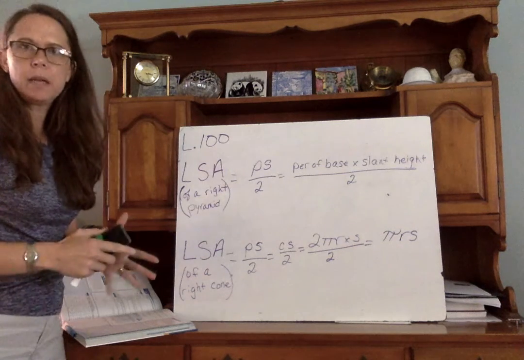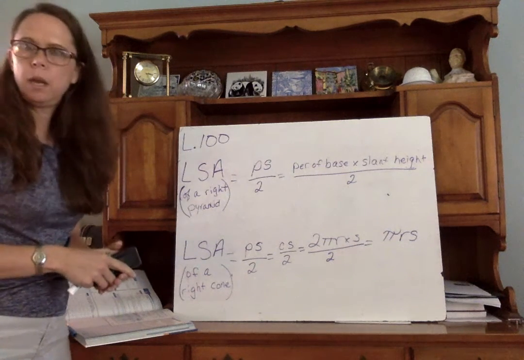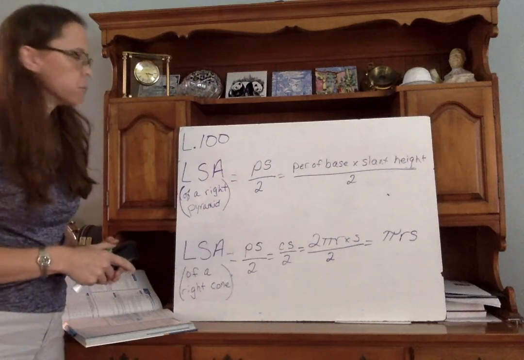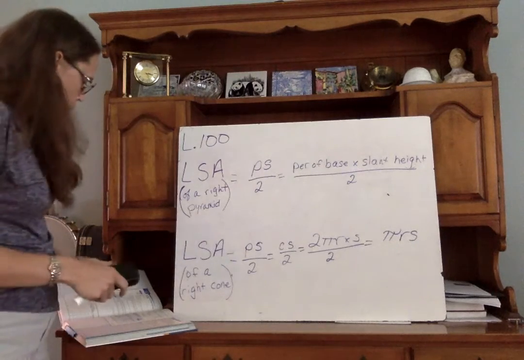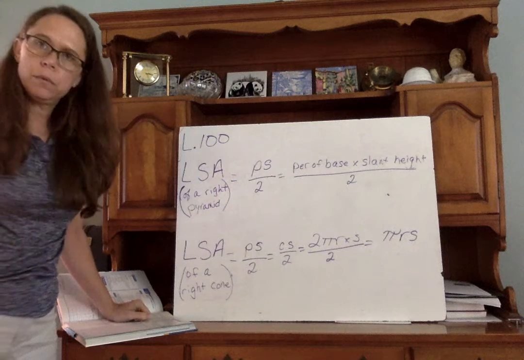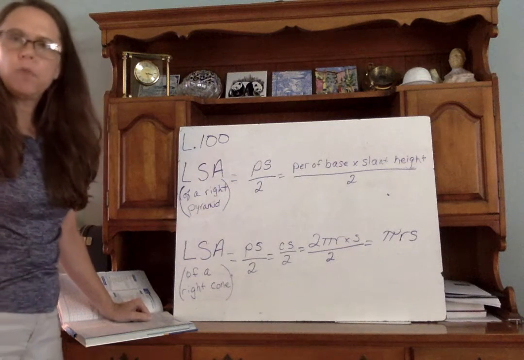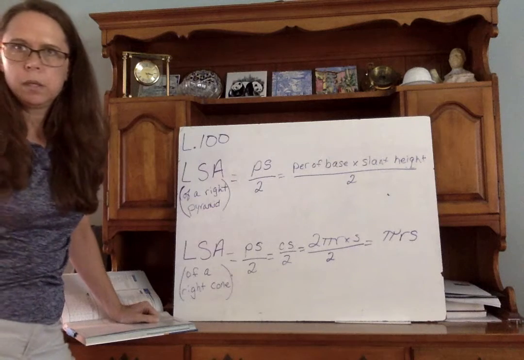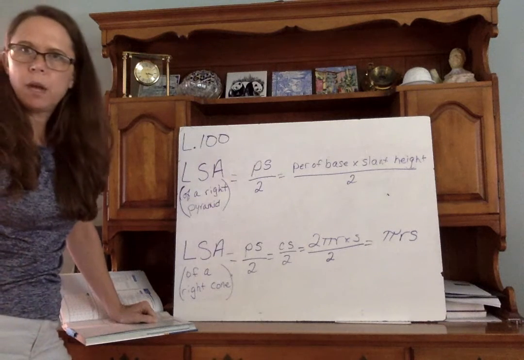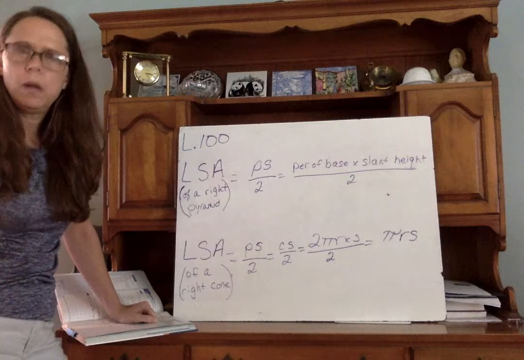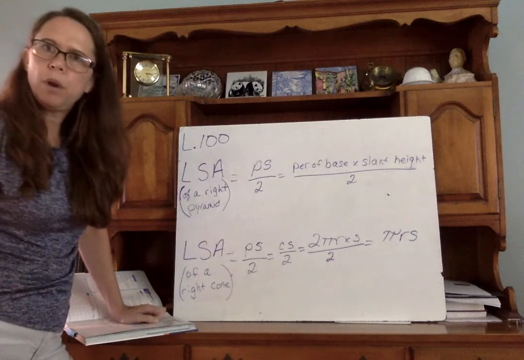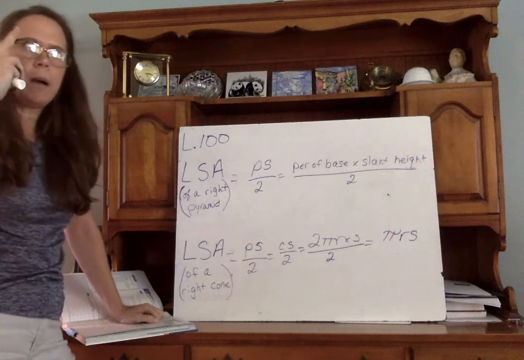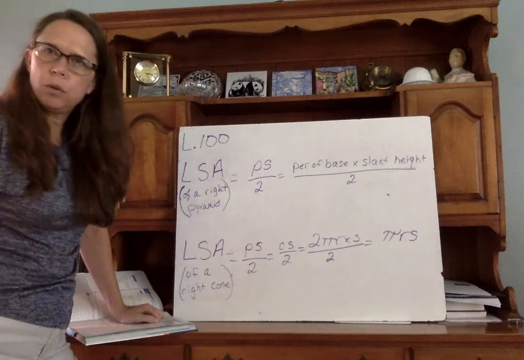Okay, class, we've got kind of a strange lesson today. We are talking about lateral surface area of right pyramids and cones. Now, the formulas that we're talking about today are not formulas I'm requiring you to memorize. We're not even going to spend a huge amount of time working with these. It's going to be a good exercise for our brains to think about these formulas and how to apply these formulas.